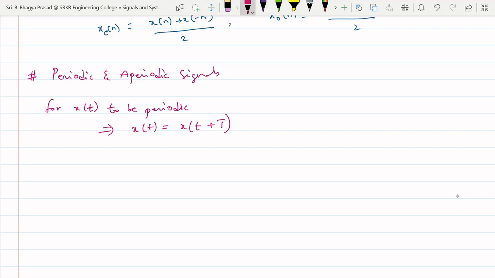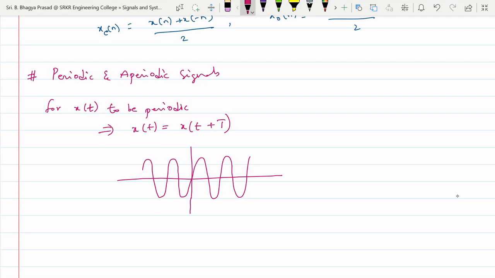If the equation holds like this, x of t equal to x of t plus T, then the signal is periodic. So let us consider an example. Consider a sinusoidal waveform which is existing from minus infinity to plus infinity. One basic condition that should be satisfied by a periodic signal is that the signal should exist from minus infinity to plus infinity.